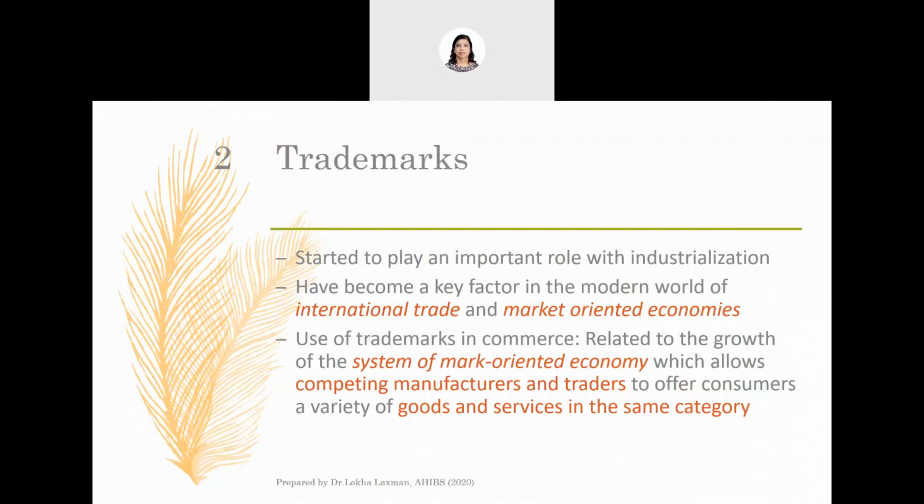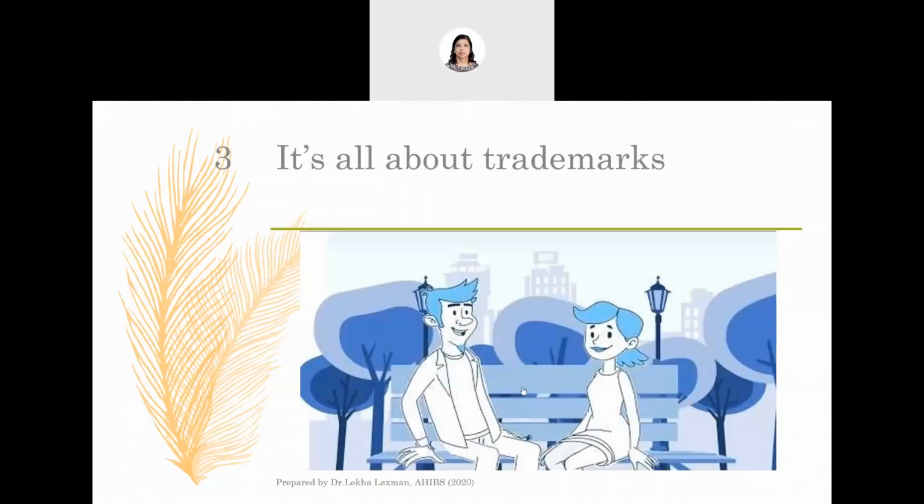Okay, so as you all know, trademarks are very much related to commerce. And in this particular area, you can see that the growth of trademarks is related to the growth of this market-oriented economy, which allows competing manufacturers and traders to provide goods and services of the same category, and also to try to obtain an edge in the market, for a particular goods or a particular area of services. Now, I'd like to play this video. All right, hopefully this will give you a little bit of an idea on the introduction on trademarks.